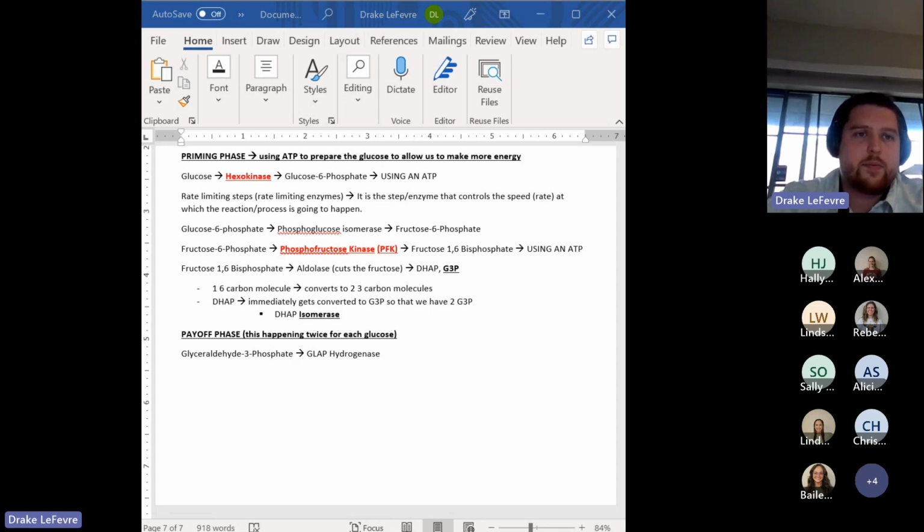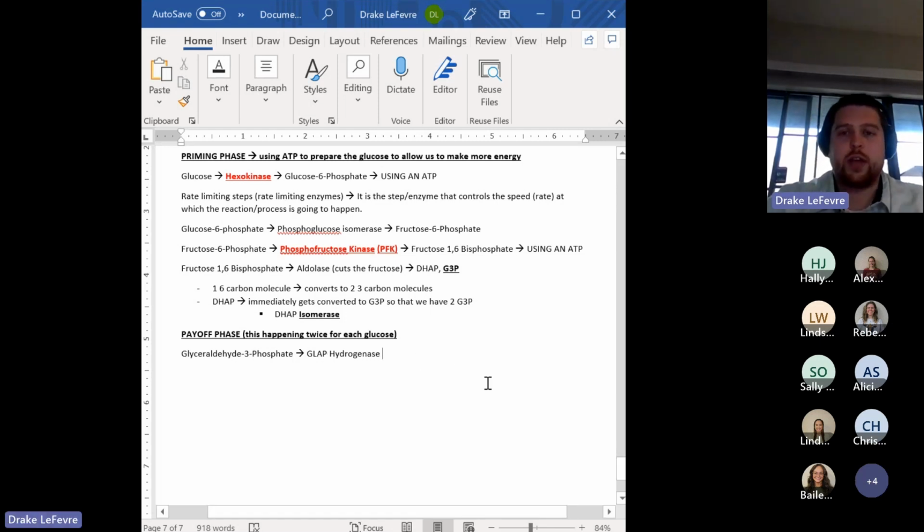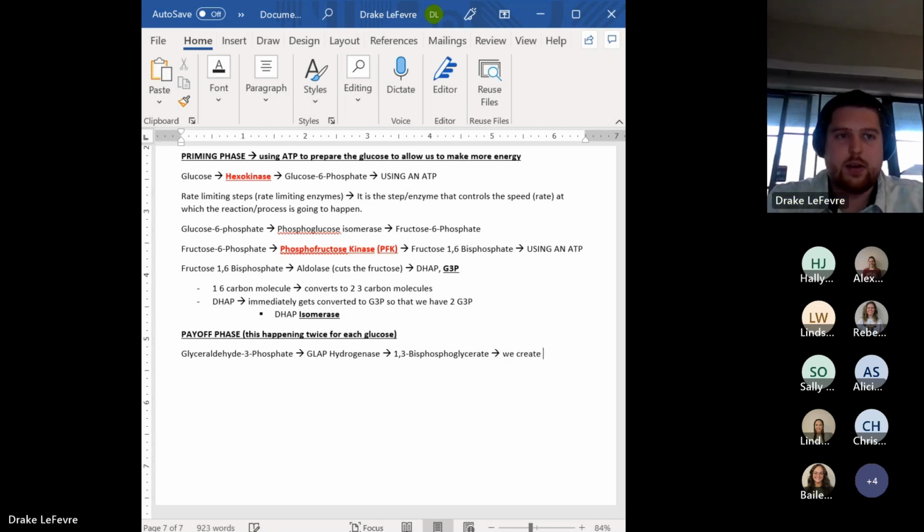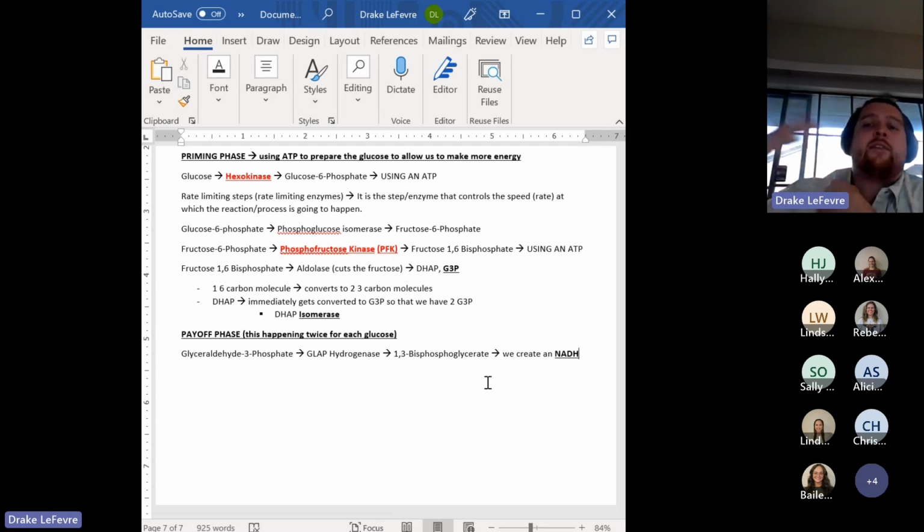So in this step, the glyceraldehyde 3-phosphates are converted to 1,3-bisphosphoglycerate, and we create an NADH. This is as far as we'll go with NADH right now. Eventually, NADH becomes really, really important when we get to the electron transport chain, which is after the Krebs cycle.